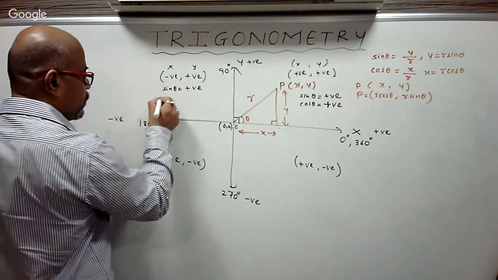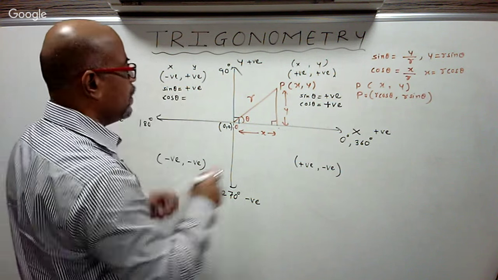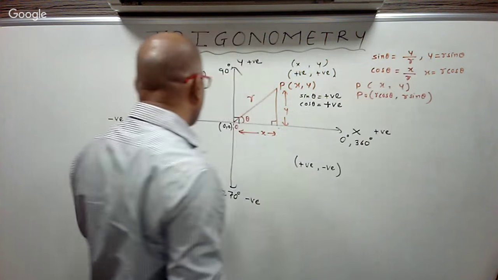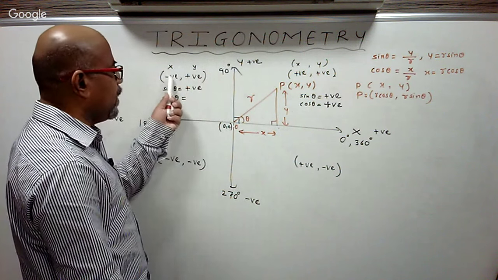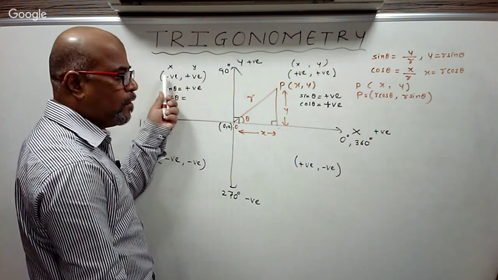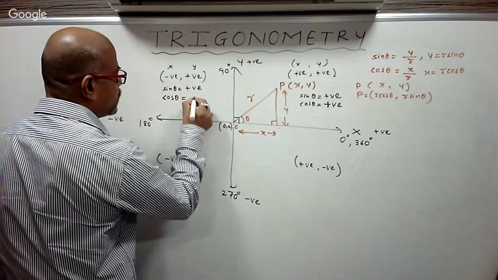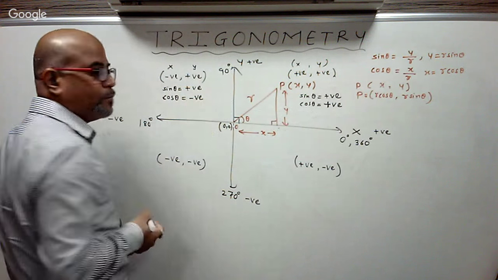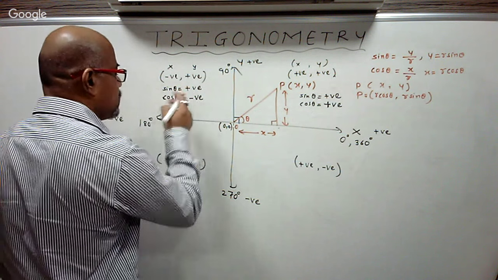Then move for cos theta. What is cos theta? X upon r. In the second quadrant, that is between 90 to 180 degrees, x is negative and r is positive. Therefore here we get cos theta negative. Now as sine is positive, cos is negative.